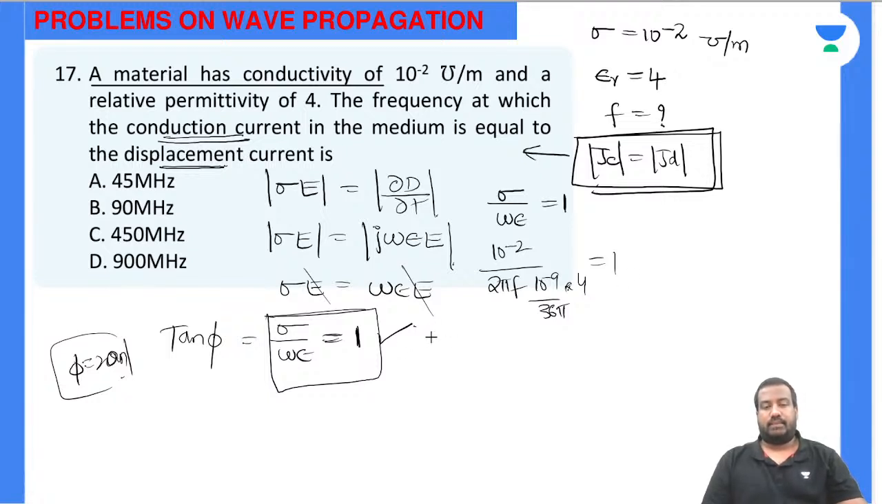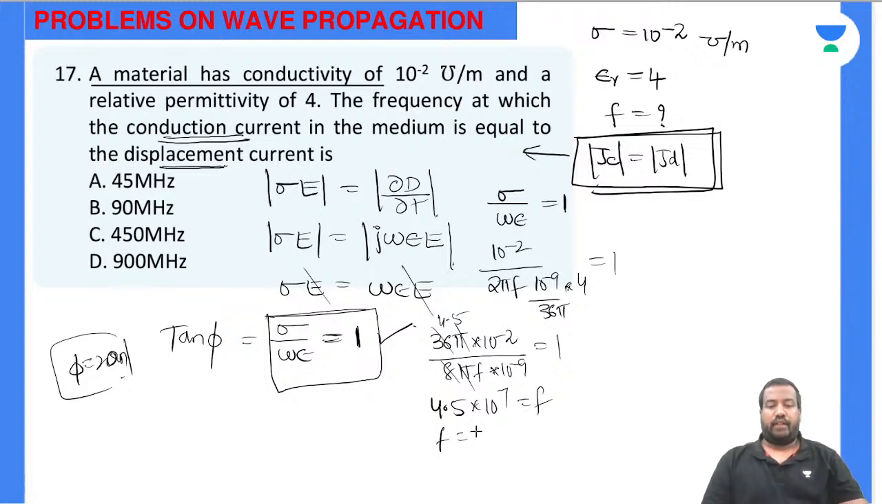This implies 36 pi into 10 power minus 2 by 8 pi f into 10 power minus 9 is equal to 1. Pi gets cancelled. 36 by 8 is 4.5. So 4.5 into 10 power 7 is equal to f, or f is 45 into 10 power 6. This implies the value of f is 45 megahertz.